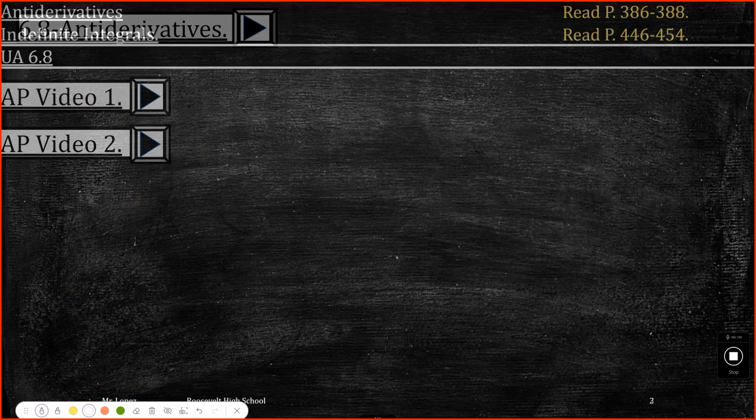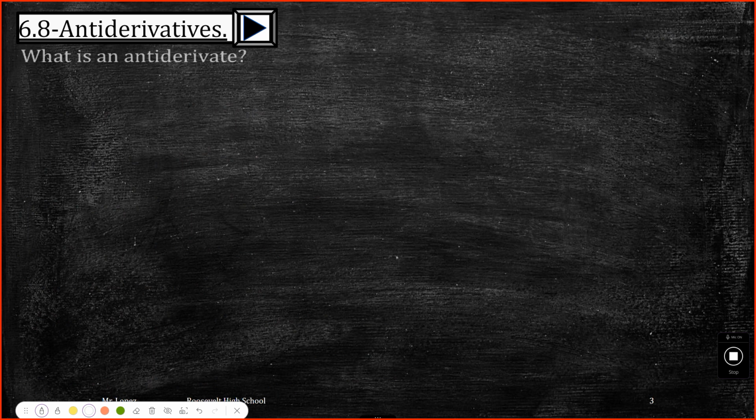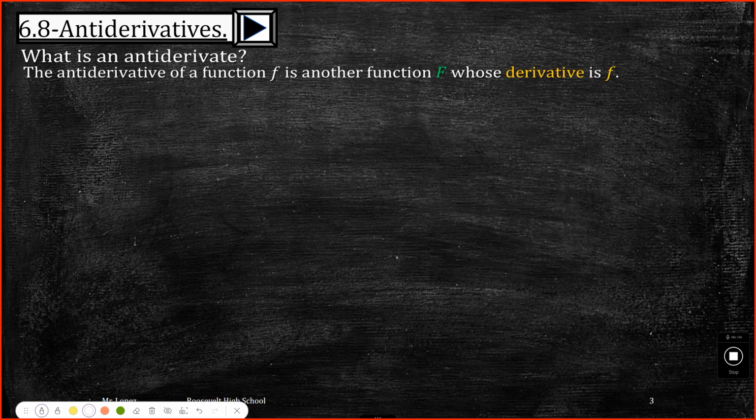Let's go to antiderivatives, lesson 6.8. What is an antiderivative? The antiderivative of function f is another function F whose derivative is f. Where it came from, when you took the derivative, it became the derivative, so where did it come from? Antiderivative. Example. If the derivative is f, what is antiderivative capital F?